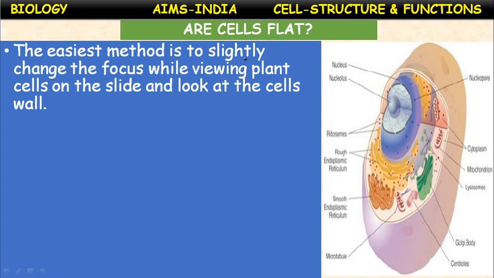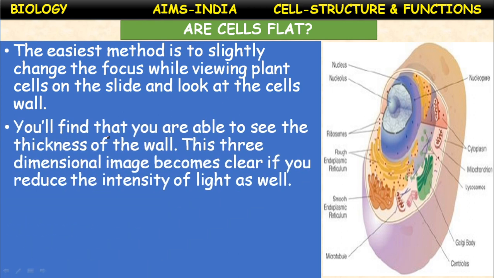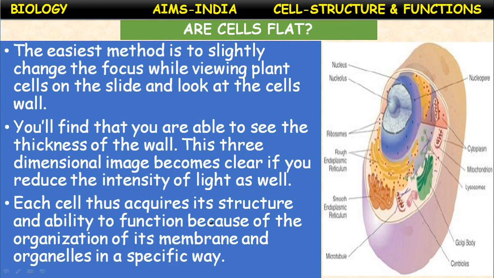The easiest method is to change the focus while viewing the plant cells on the slide and look at the cell wall. You will find that you are able to see the thickness of the wall. This three-dimensional image becomes clear if you reduce the intensity of light as well. Each cell thus acquires its structure and ability to function because of the organization of its membrane and organelles in a specific way. So whatever specimens and slides you are observing in the laboratory, they are actually three-dimensional.